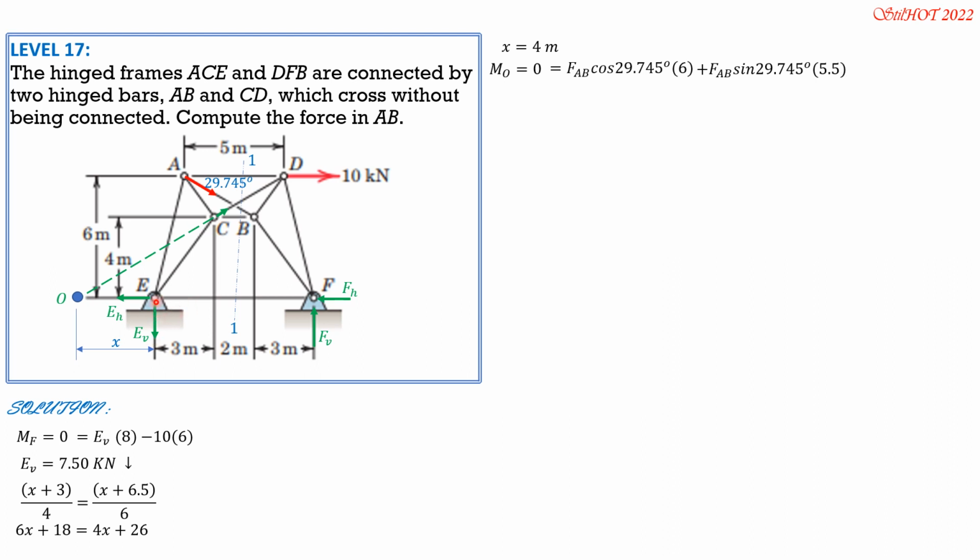Then plus EV, which is 7.5 times X, which is 4. So 7.5 times 4. Then that's all, because we only consider forces to the left of this section 1-1. So from here, we can now solve FAB. FAB is 3.779 kilonewtons. It is negative, so it is compression.